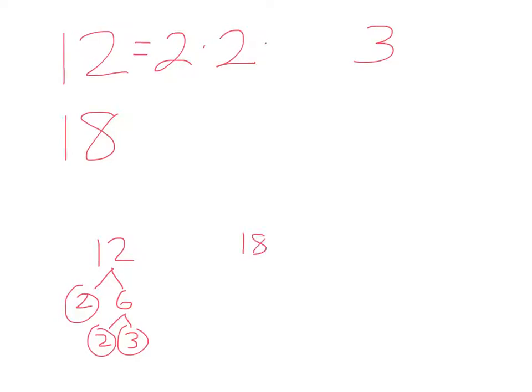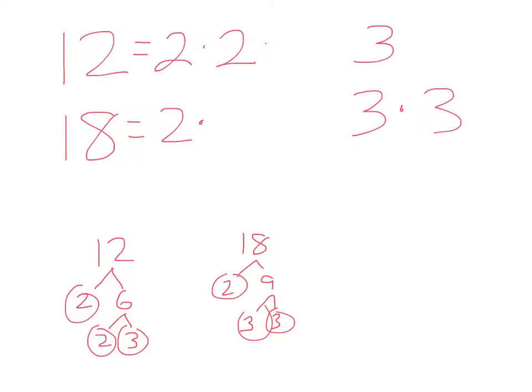18, if I need to factor that out, well, that's 2 and 9, and 2 is prime, and 9 is 3 and 3. So this is going to be 2 times, and what I'm going to do is I'm going to line up common factors. So I'm going to put the 2 under the 2. I'm going to put a 3 under the 3 and then times 3. And then what I do is simple. I make columns.